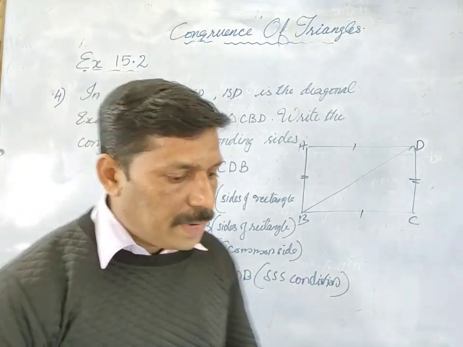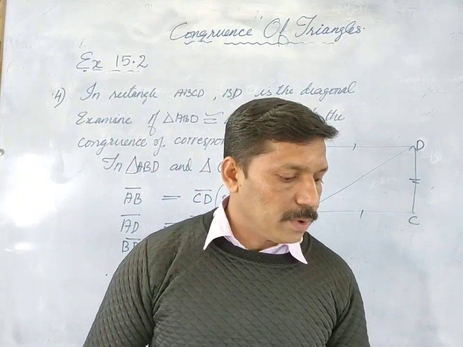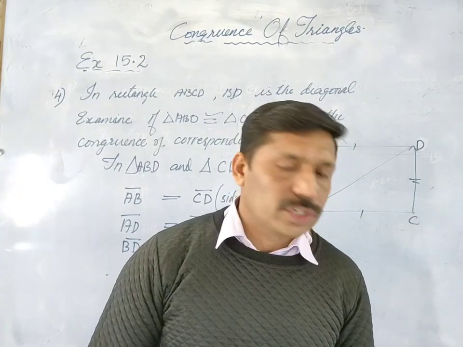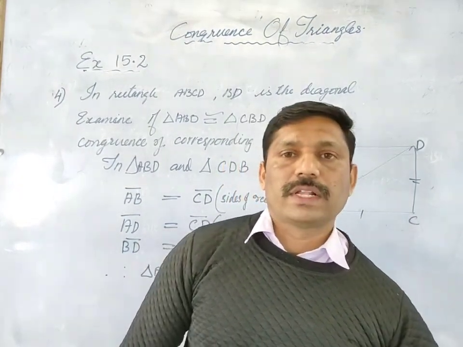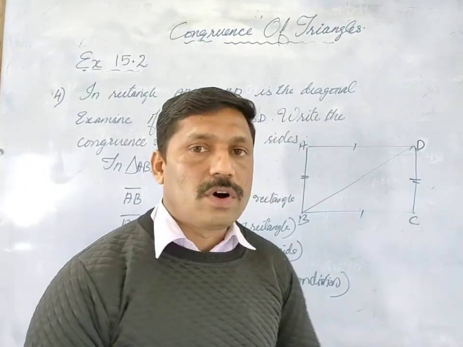So students, these are the main parts of exercise 15.2. The fifth question is homework for you. You try it yourself, you only have to write the corresponding parts of the congruent triangles. That's homework for you.